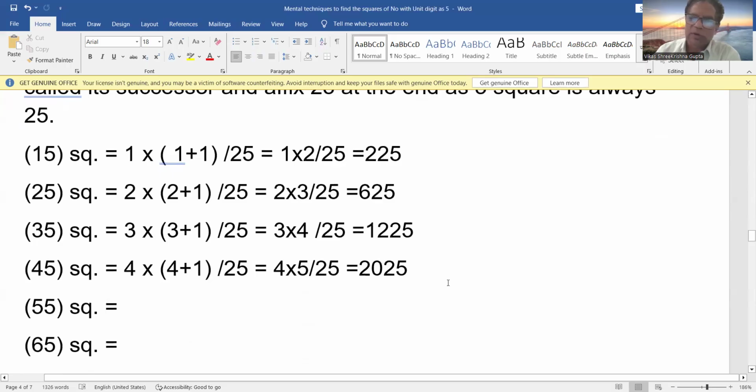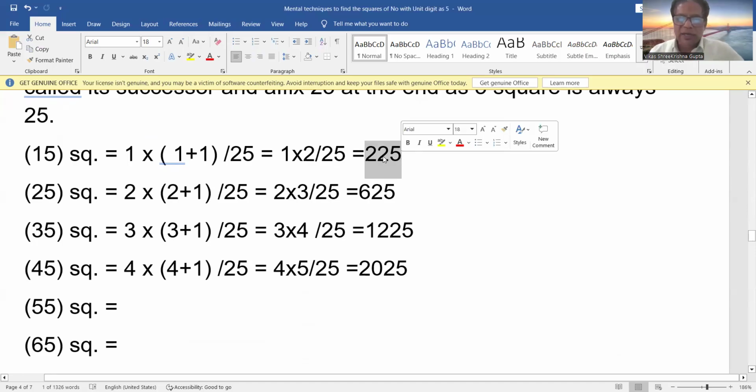So suppose I have to find the square of 15. So 15 square is equal to 1 into 1 plus 1. So 1 into 1 plus 1 is 1 into 2. So the first number is 2 and then followed by 5 square, that is 25. So the answer will be 225. I have multiplied 1 by its successor, that is 2. So 1 into 2 is equal to 2 and 5 square is equal to 25.